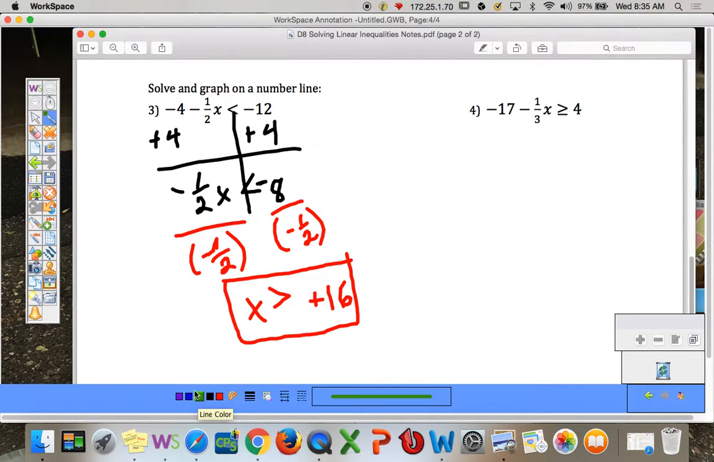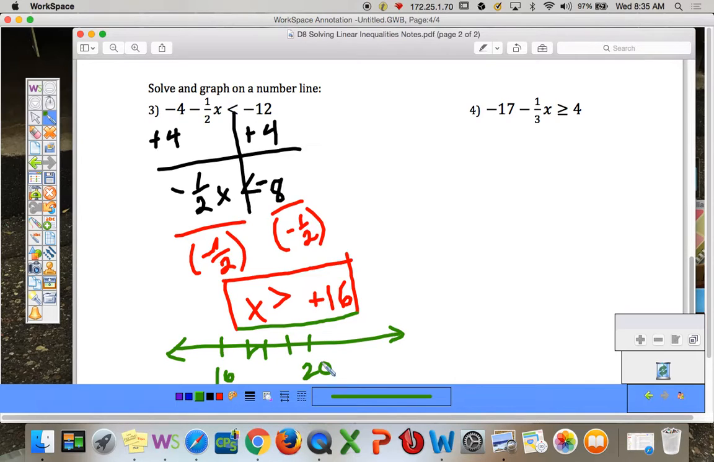Let's draw a number line for that. I should have given myself more room here. Okay, so my number line will look like this. X is greater than 16, so 16, 17, 18, 19, 20. Just draw some numbers here. And then greater than 16, so here's my open circle. We're going to color in greater than 16 right here. Okay, let's try the next one.